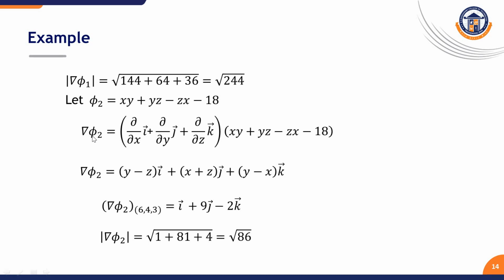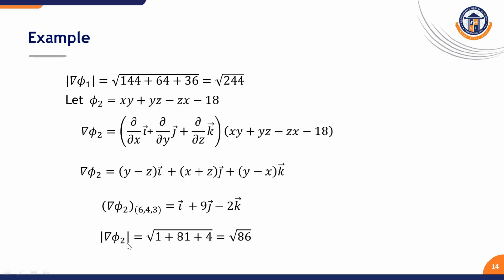Next to find del phi 2, del is i vector ∂/∂x plus j vector ∂/∂y plus k vector ∂/∂z. Phi 2 is the given function. Substituting here, differentiating partially with respect to x, y and z, we get the function as y minus z i vector plus x plus z j vector plus y minus x k vector. At the point given, 6, 4, 3, x is replaced by 6 and y is replaced by 4, z is replaced by 3. We get the vector as i vector plus 9j vector minus 2k vector.